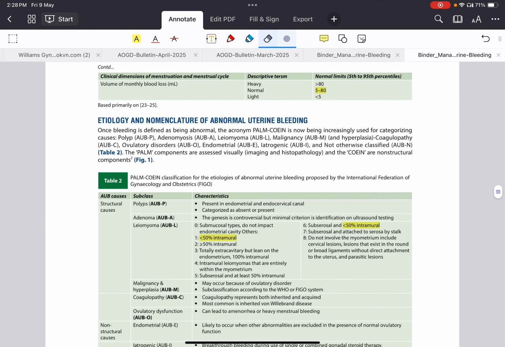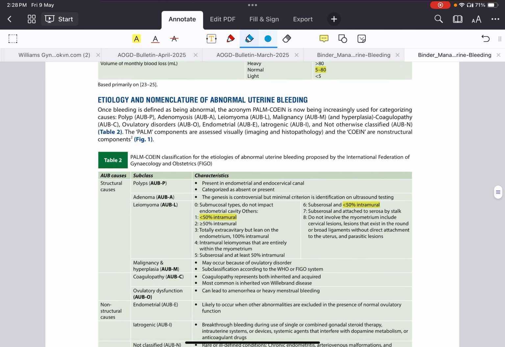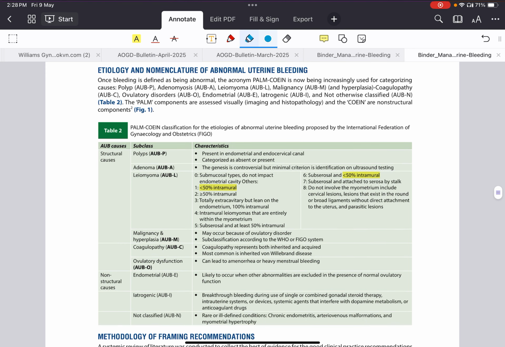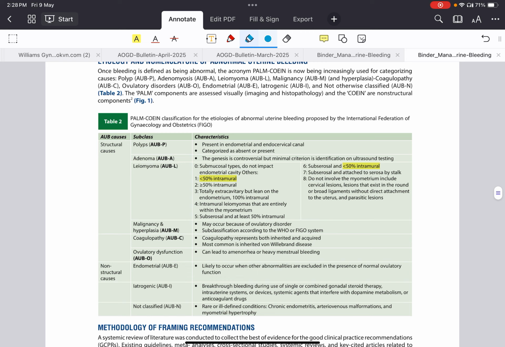Coming to etiology, which I already discussed. P is polyp, A is adenomyosis, L is leiomyomas, for which you have the FIGO classification. For easy remembrance, remember this. You draw a uterus, and this is the endometrial cavity. If it is submucosal, with no impact on the endometrial cavity, that is 0. Coming to intramural, always start with less than.